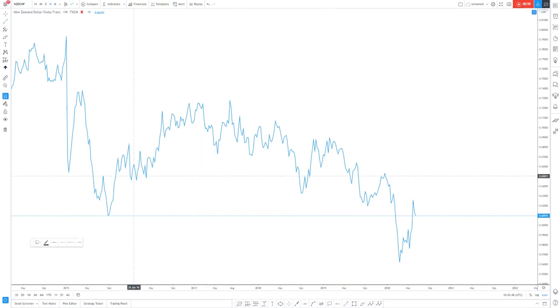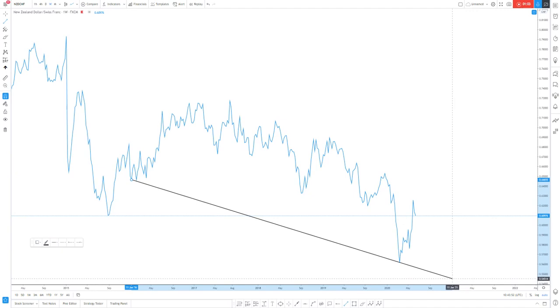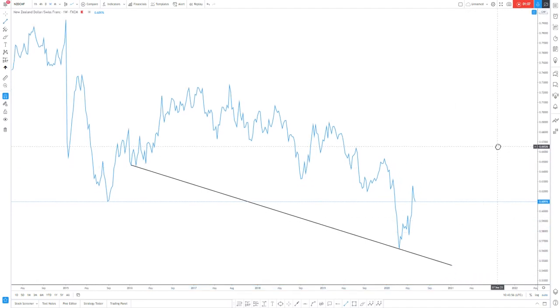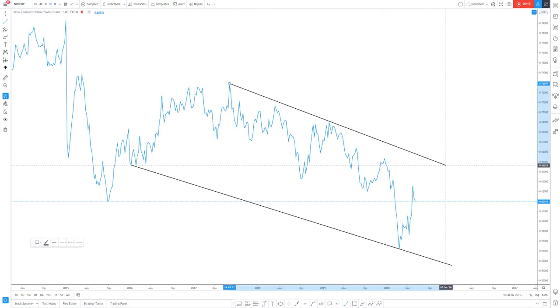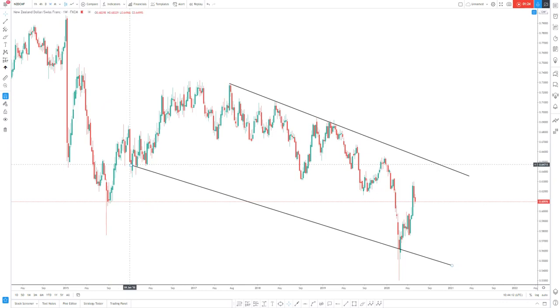So from this point here down to this point, and from this point here down to this point. Brilliant. So we have this channel moving to the downside, a bearish channel to be precise. So I can switch back to a candlestick chart and align this properly with the wicks.